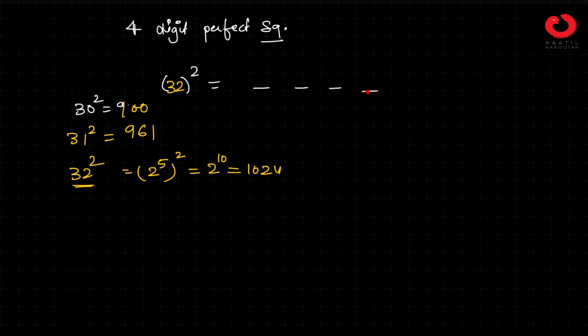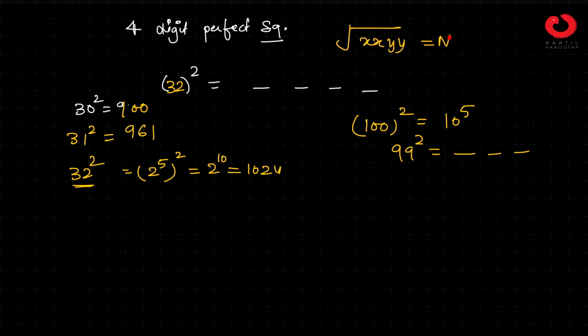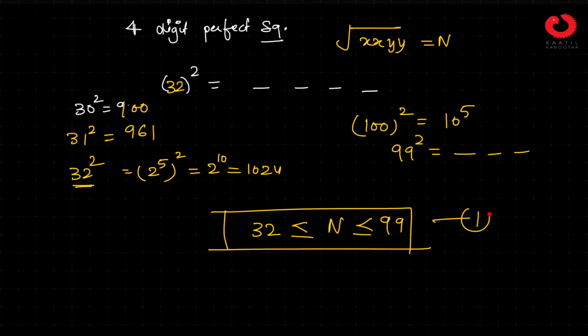And what about 1000? I mean, 100 square is 10 to the power 4, so up to 99 square you will get 4-digit numbers only. So my very first understanding is that the square root of XXYY, let us say this is n, will be in the range of 32 to 99. This is the very first thing I understand.